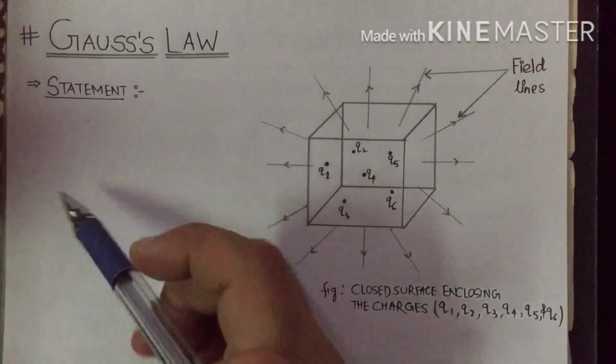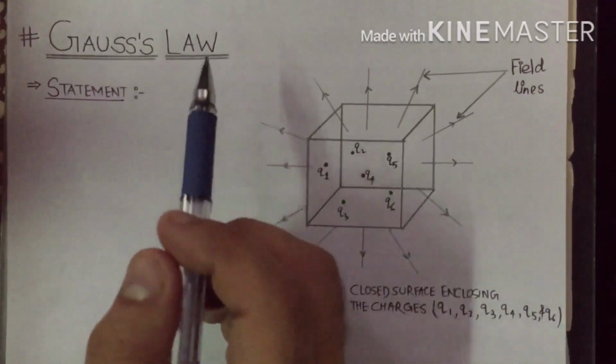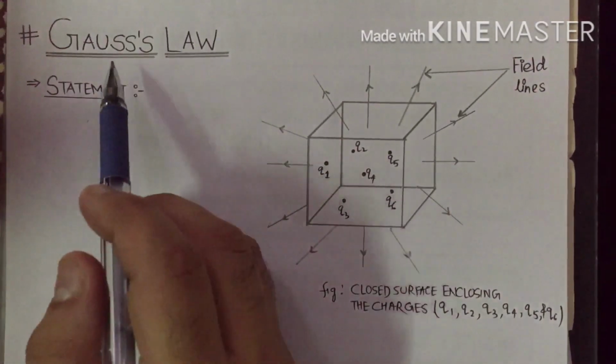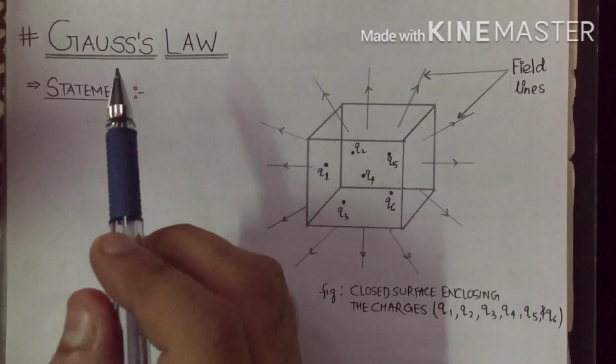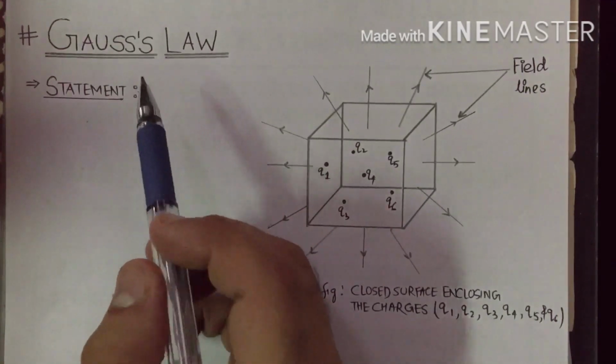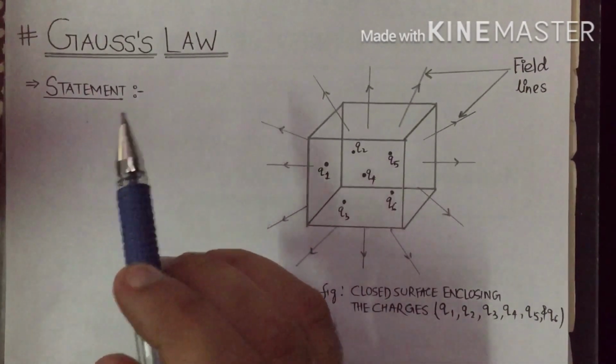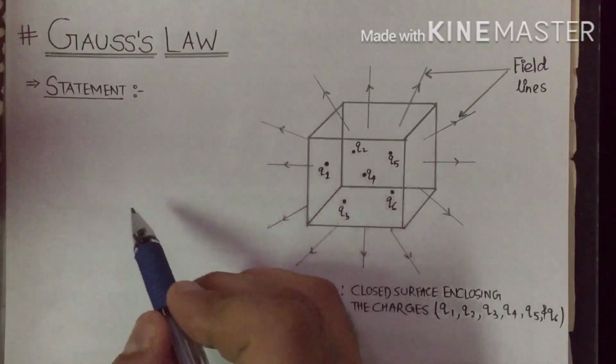Today in this video we are going to discuss a very important topic in electrostatics that is called Gauss law. Gauss law is one of the fundamental laws of physics. Gauss law helps to calculate electric field at any point due to the charge distribution.